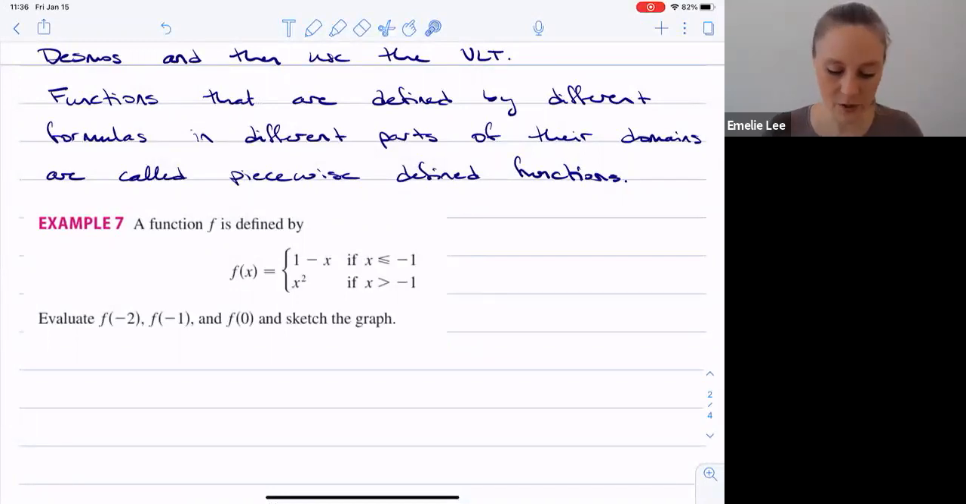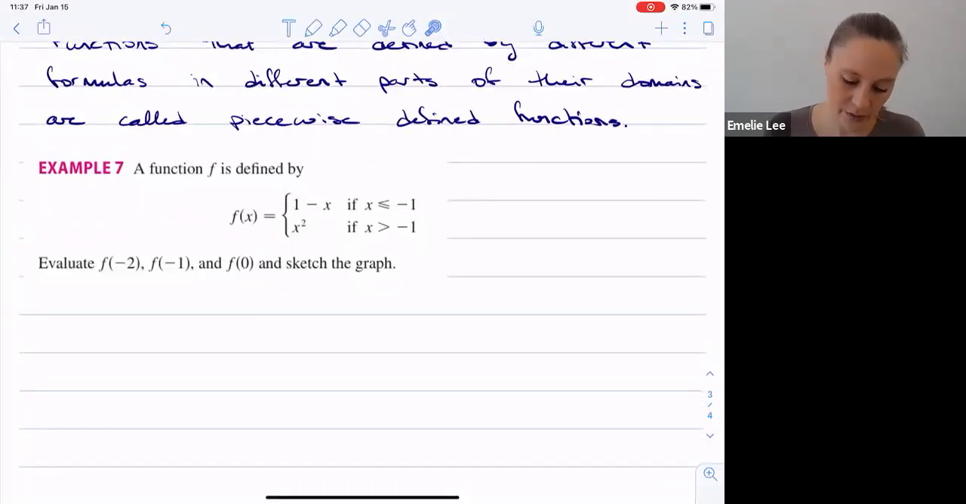So a piecewise defined function is usually wrapped up in one large curly bracket. And then here we specify the parts of the domain where it applies, right? And it can be that you have holes in your domain, right? There might be stretches of the domain where the function's not defined. So don't be thrown off if that happens.